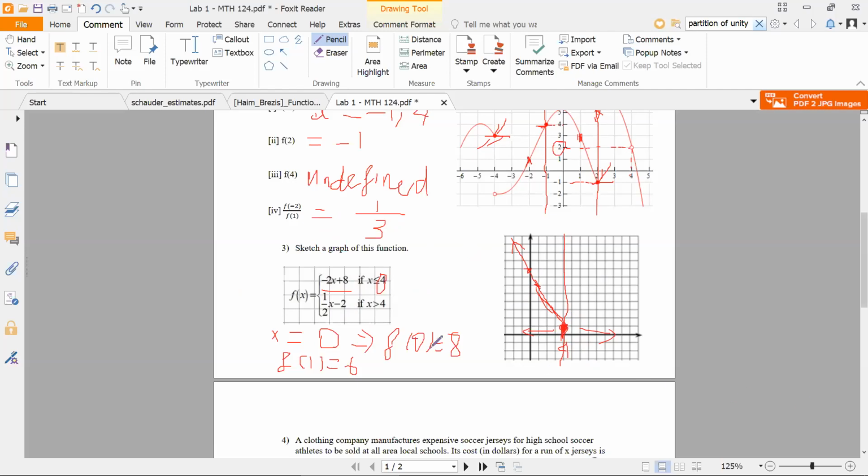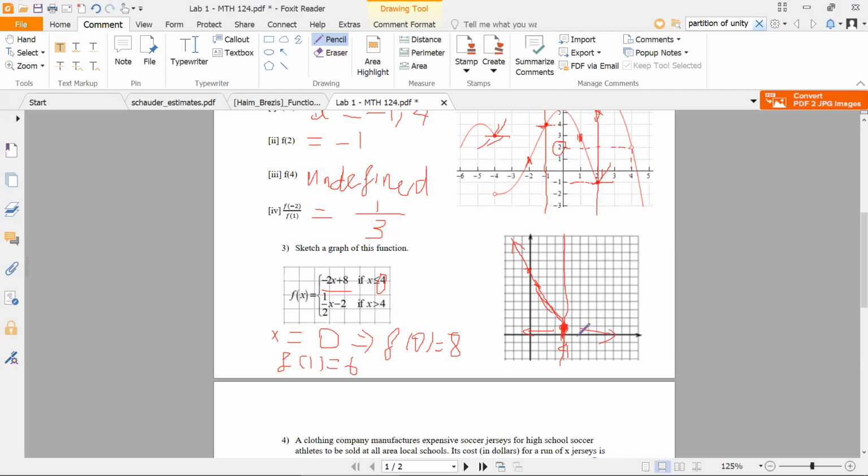So it's greater than 4. So we need to pick a value which is greater than 4, right? The function is 1/2 of x minus 2. Which value can you pick? You can pick whatever, like 6 or 8, because that value is easy to compute. 6 divided by 2 is 3. 3 minus 2 is 1.